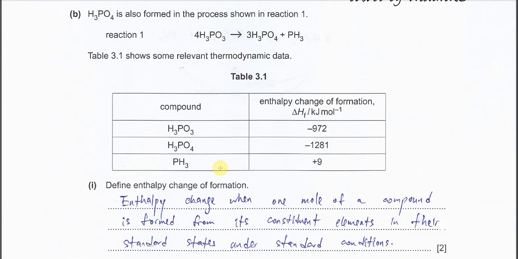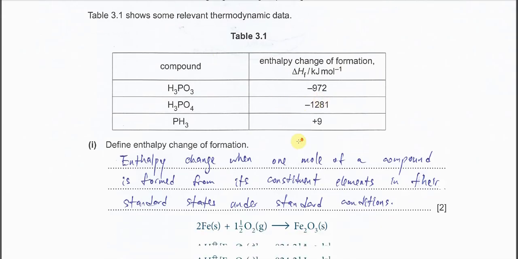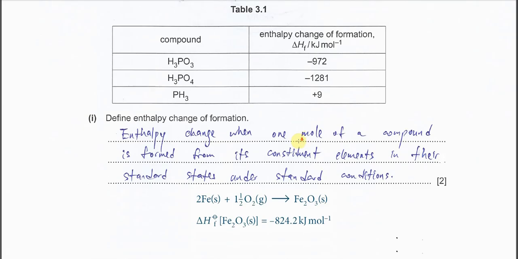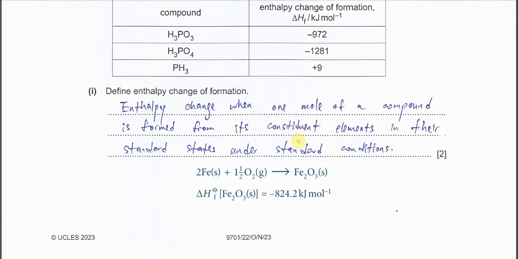Part B. H3PO4 is also formed in the process shown in this reaction 1. It's from H3PO3 and it will form the acid and PH3. And table 3.1 gives some enthalpy change of formations for these products and reactant. Okay, later we're going to use this for the calculation. Before that, let's go to this part 1. Define enthalpy change of formation.